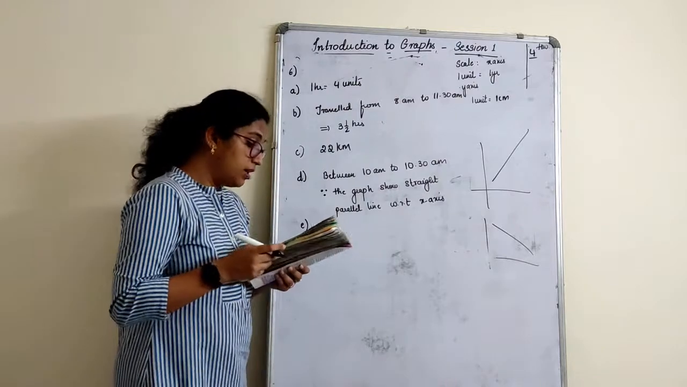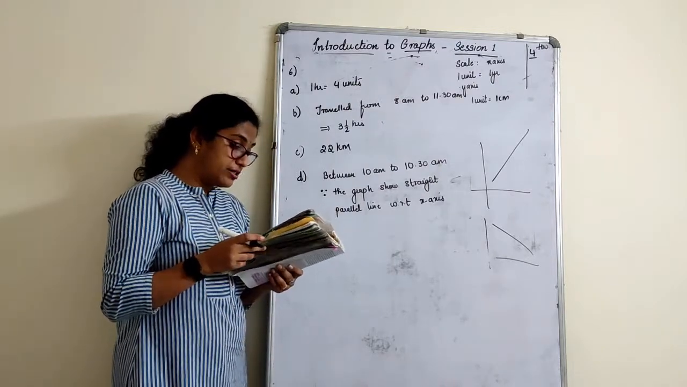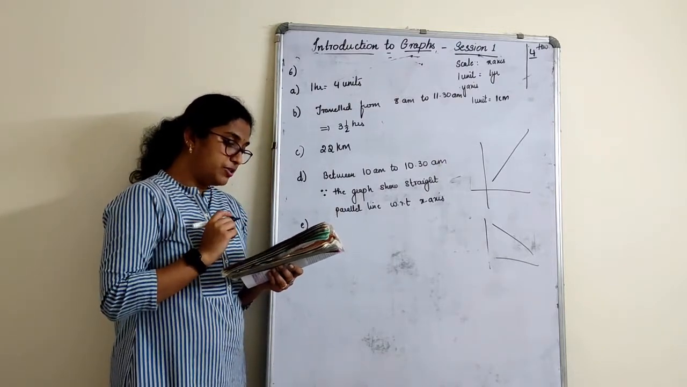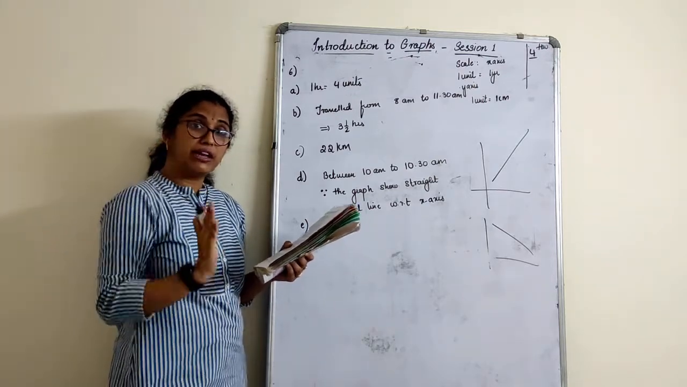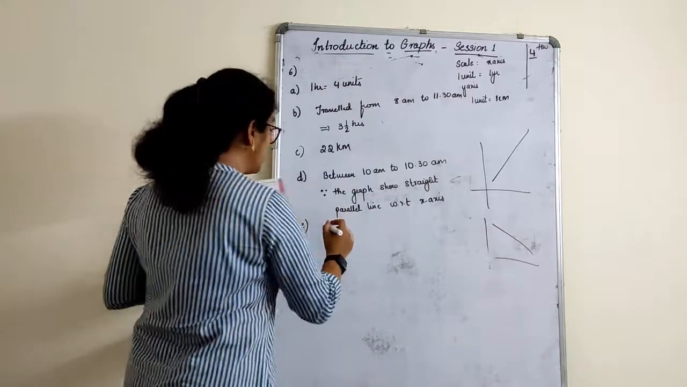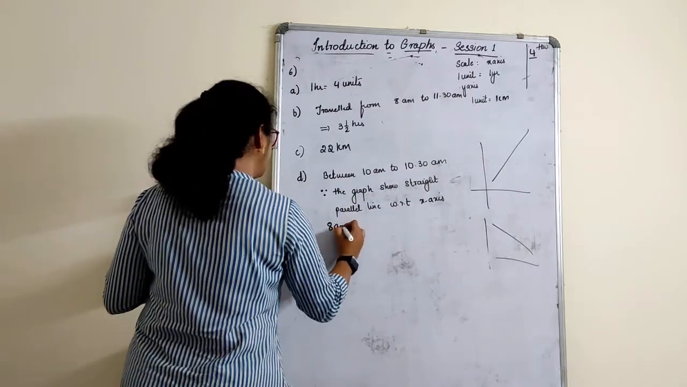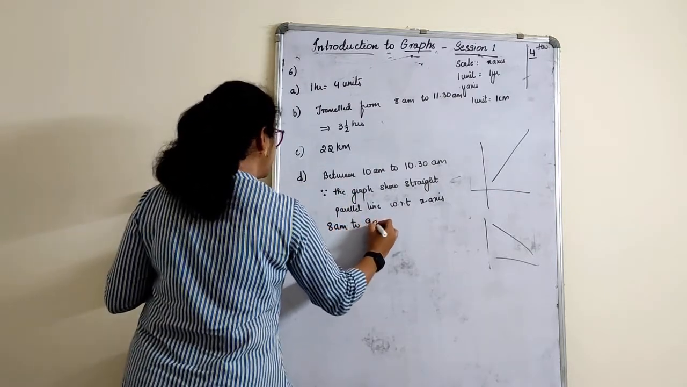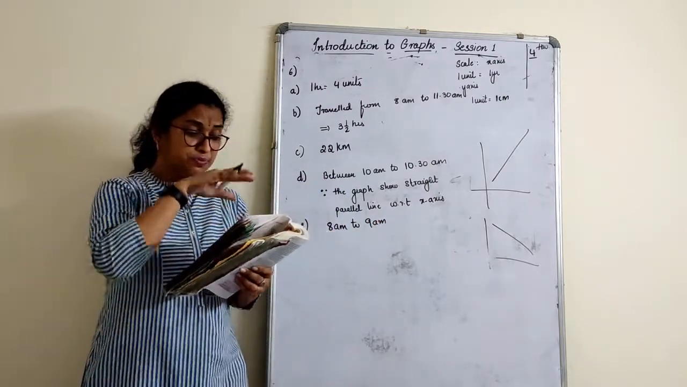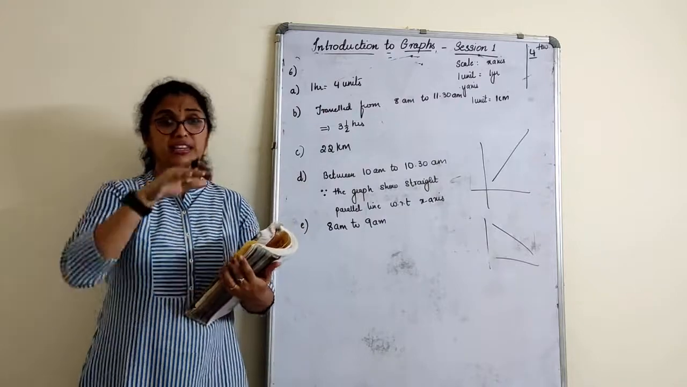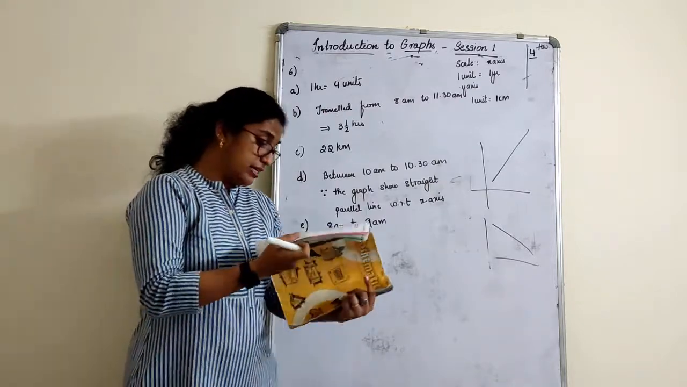E. During which period did he ride fast? Do you think which period he went very fast? See, the curve almost goes like this, right? But one curve goes very straight. That is between 8 a.m. to 9 a.m. he drove very fast. This other graph goes very casually. And the last one now.